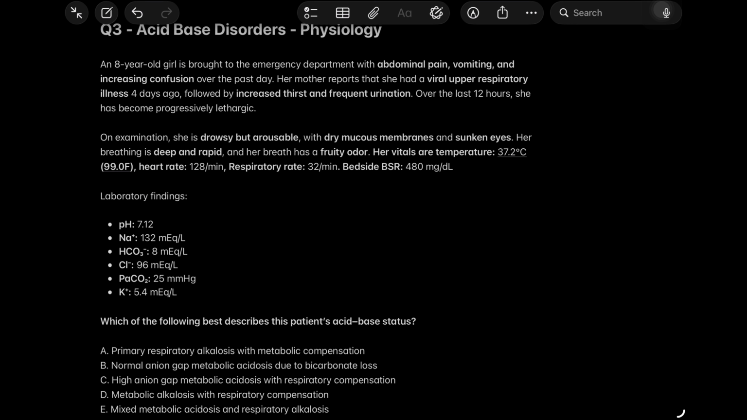Which of the following best describes this patient's acid-base status? Option A, primary respiratory alkalosis with metabolic compensation. B, normal anion gap metabolic acidosis due to bicarbonate loss. C, high anion gap metabolic acidosis with respiratory compensation. D, metabolic alkalosis with respiratory compensation. E, mixed metabolic acidosis and respiratory alkalosis.